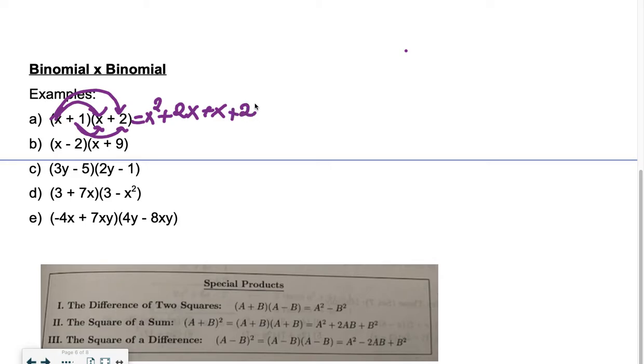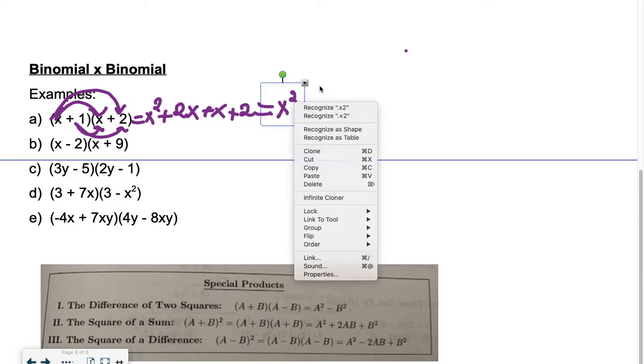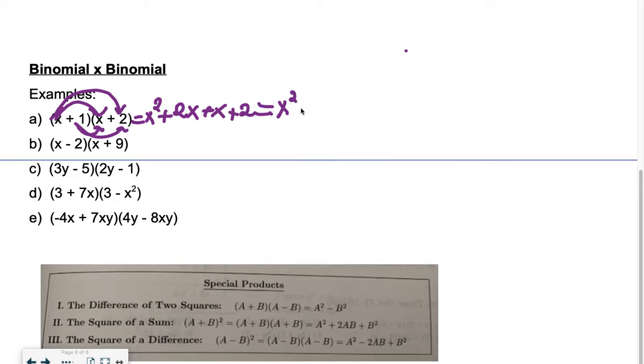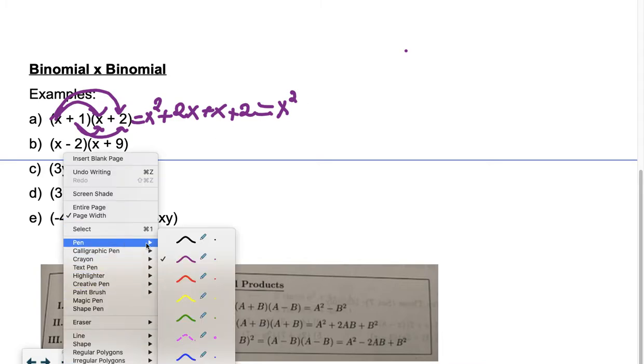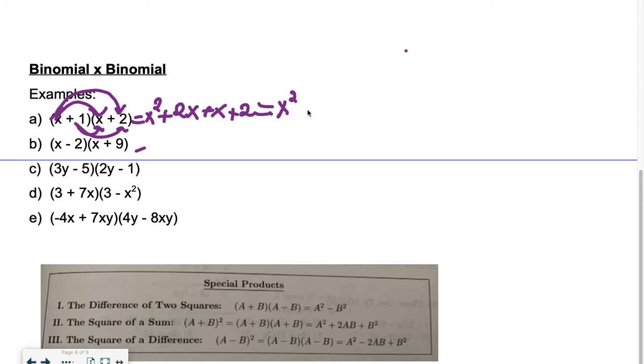The middle terms combine, giving us a final answer of x squared plus 3x plus 2. This is also referred to as a quadratic trinomial. Trinomial is 3 terms. We'll get more into that in our factoring unit, which is coming up very soon.